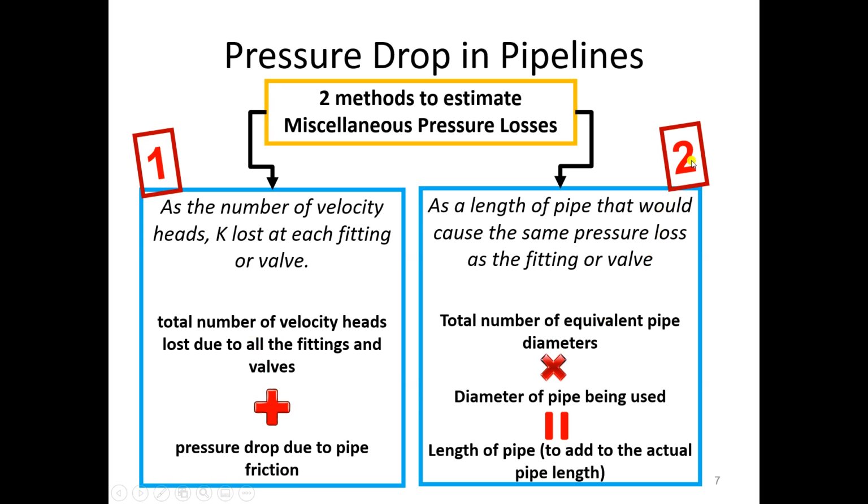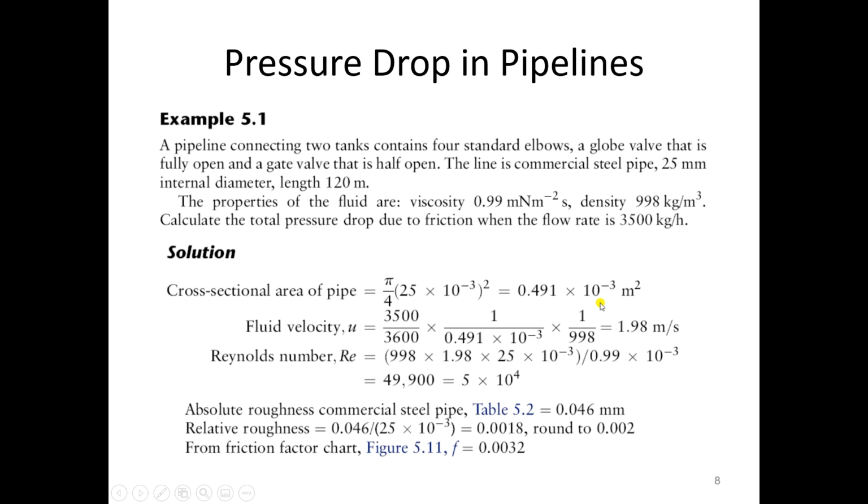For the second method, it is the length of pipe that will cause the same pressure loss as the fitting or valve. So here what we do is take the total number of equivalent pipe diameters times the diameter of the pipe being used, then what we get is a length of pipe. Later on we need to add this together with the actual pipe length. Once we have the example later, you will understand these two methods. Okay, let's go to the example.